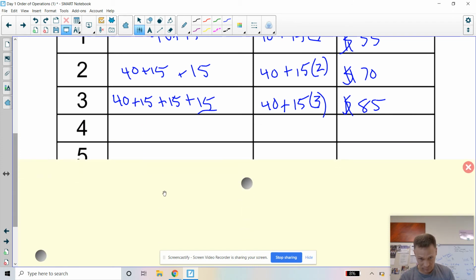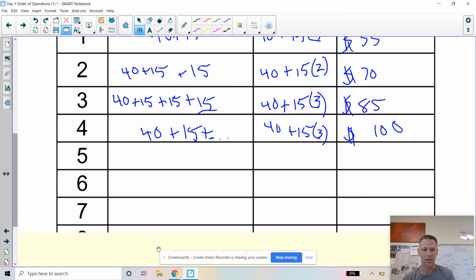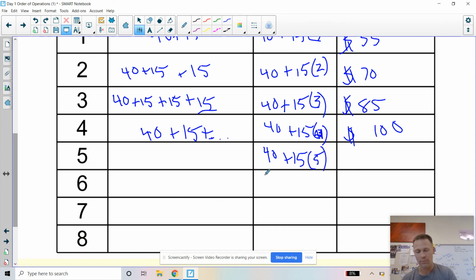By the time we get here, we're going to say that we have 40 plus 15. We're going to just keep adding, right? And it's going to be 40 plus 15 times 3. That's going to give me $100. And then I'm going to skip all the way down here because we know that this is going to be 40 plus 15 times, I said 3 there, that's 4. 40 plus 15 times 5, and so on, all the way down to the 8th week, okay? And that's going to end up being 40 plus 15 times 8.